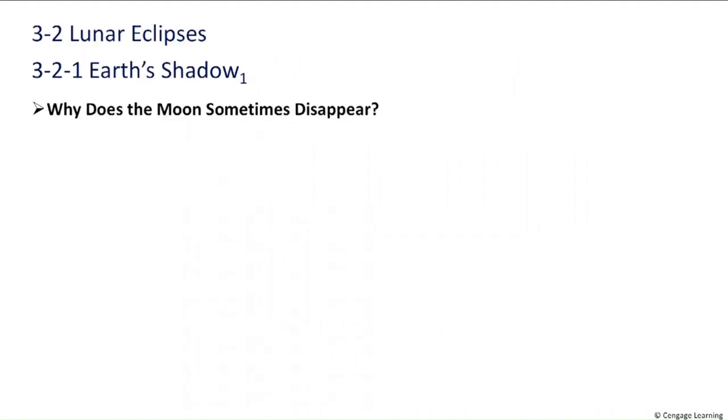Okay, we just talked about the phases and how the same side of the moon always faces us. But once in a while, something dramatic happens. The moon seems to vanish or turn red. Let's explore why that happens.